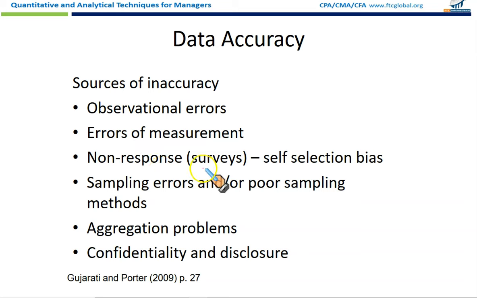Non-response, or sometimes self-selection bias. People don't bother. They say, khali wali. They don't reply to our questions. So if certain individuals do not respond to a survey, the results may not be representative of the entire population. So why they don't respond? Maybe they are earning very little, so they feel embarrassed in giving a response. So this non-response can lead to self-selection bias.